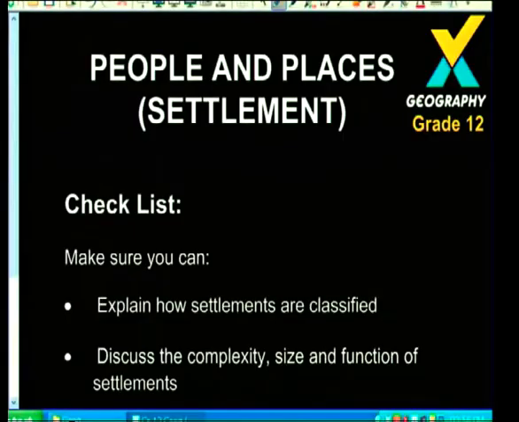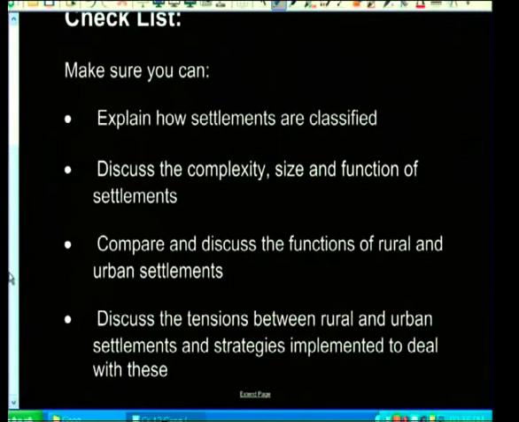We are going to be going through some geographical work, and particularly this session is going to focus on people and their places, which is our settlement part of the curriculum. First of all, if we take a look at the board, we will see that you should be able to do a couple of things before attempting to answer any settlement questions.